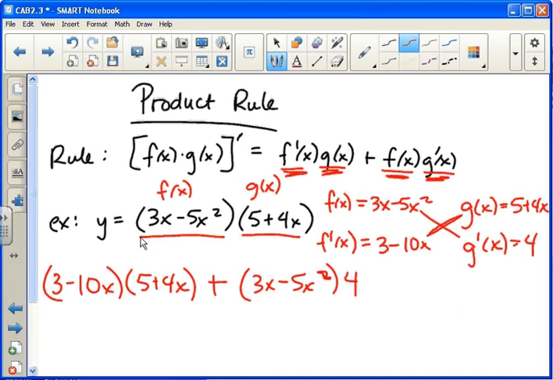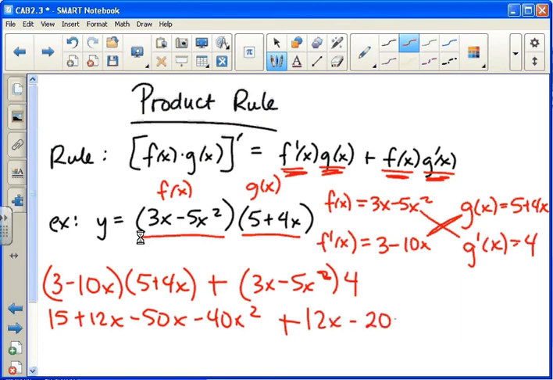So I FOIL the first set. 3 times 5 is 15. 3 times 4x is 12x. Negative 10x times 5 is negative 50x. Negative 10x times 4x is negative 40x squared. And then over here, I need to distribute the 4, so I get 12x minus 20x squared. Now I simply combine like terms and I'll have my answer. 15 is the only constant. 12x minus 50x plus 12x should give you minus 26x. And the negative 40x squared minus 20x squared gives you negative 60x squared. So this is the derivative of our function.